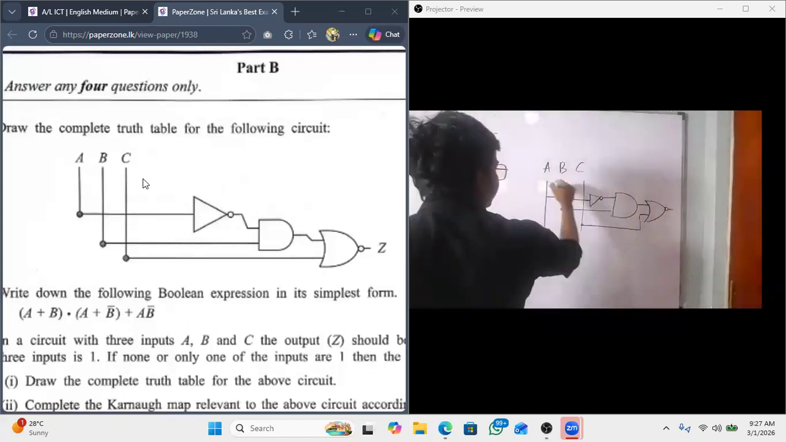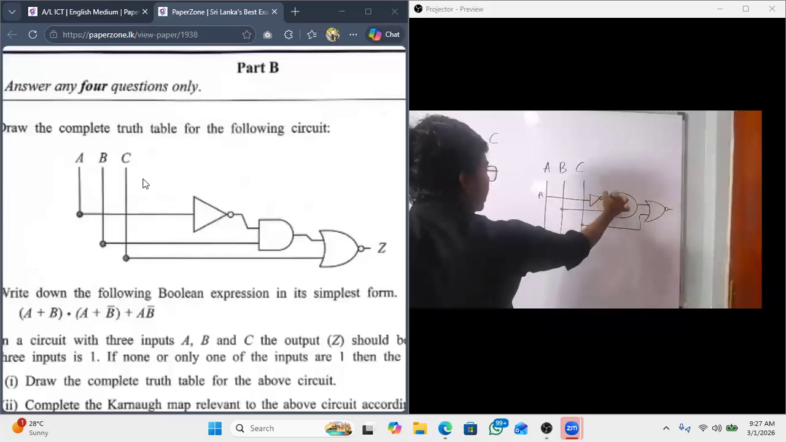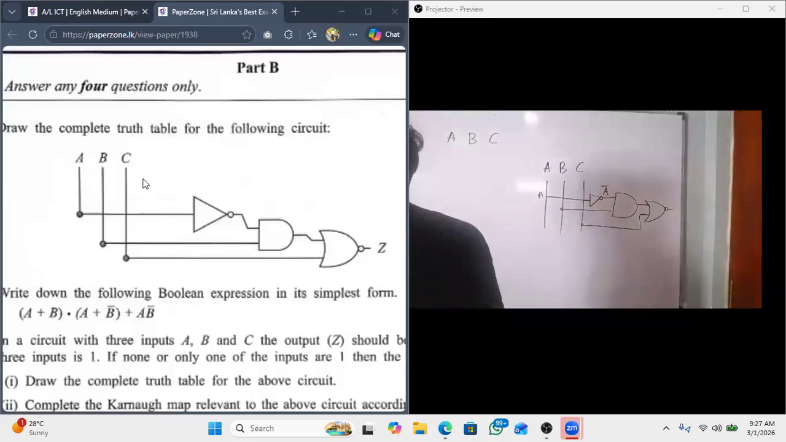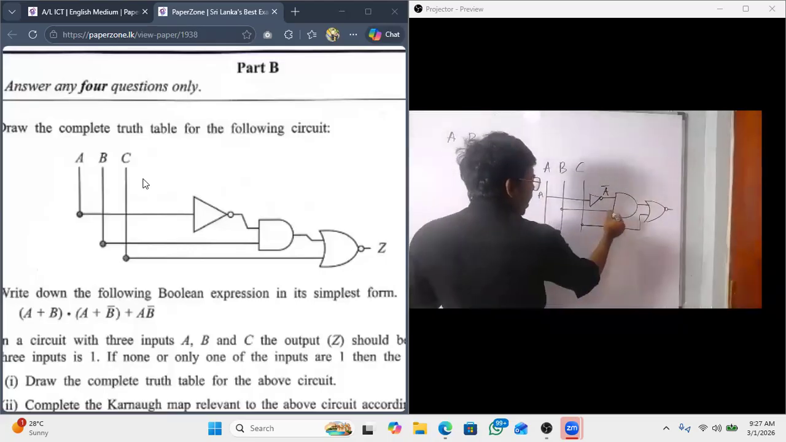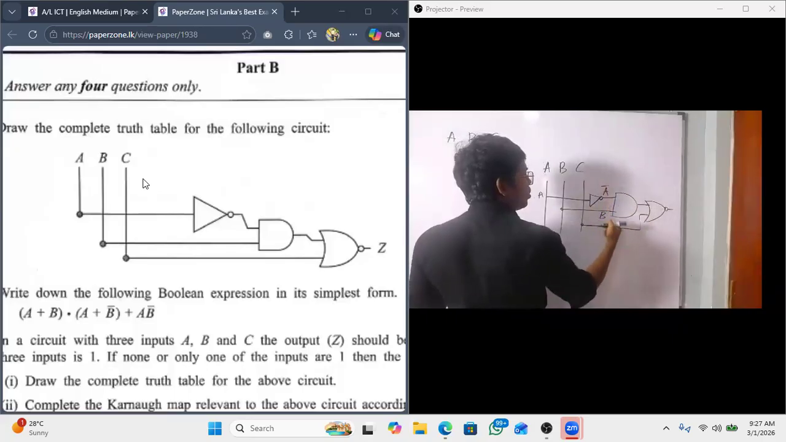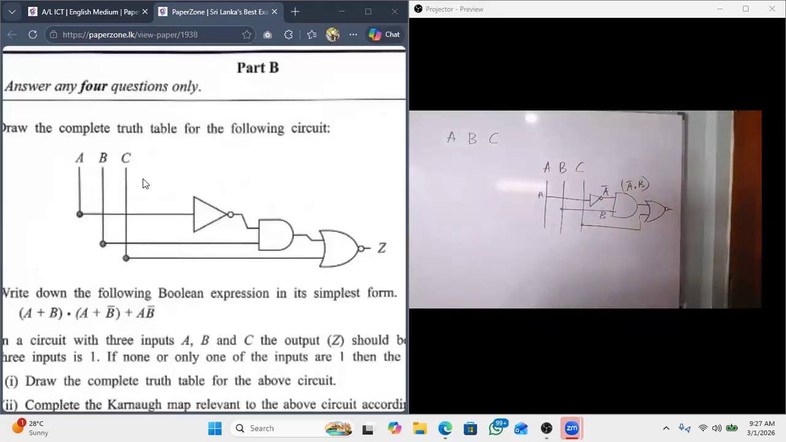Now, in this wire, we have A. So, after the NOT gate, we get A bar easily. No issue. And here we are getting B. So, after an AND gate, A bar and B: A bar dot B. You should put the bracket. Bracketing means after each and every output, please put a bracket.